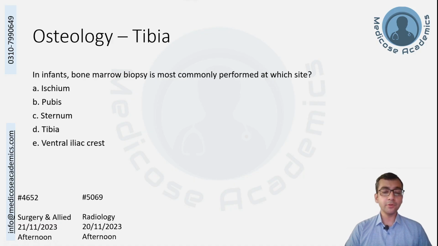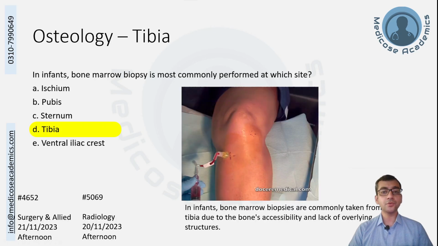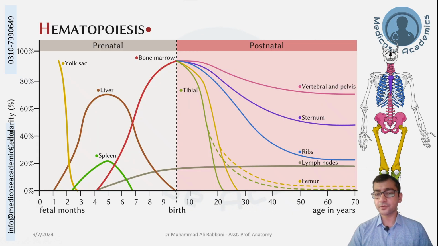In infants, bone marrow biopsy is most commonly performed at, as we saw that in adults, ischial spine, iliac spine, and sternum are the preferred sites. But in children, as the long bones contain the bone marrow, so we can go ahead for bone marrow biopsy in the tibia. That question has been frequently asked again. And here is a picture from embryology.